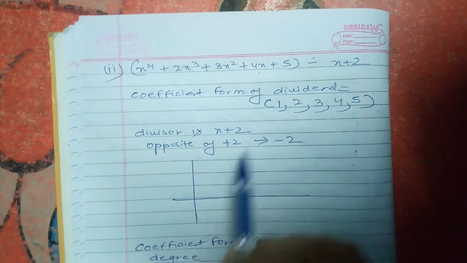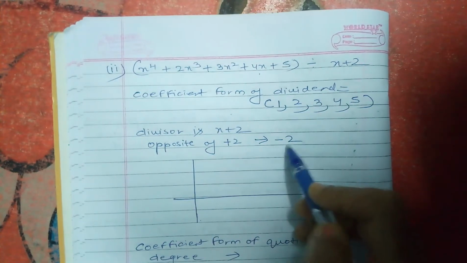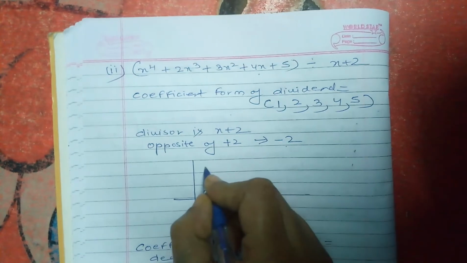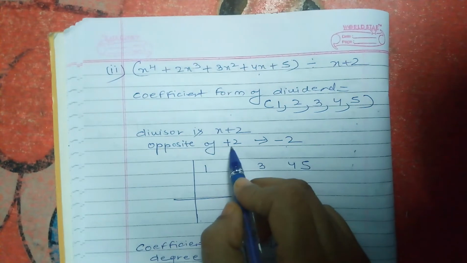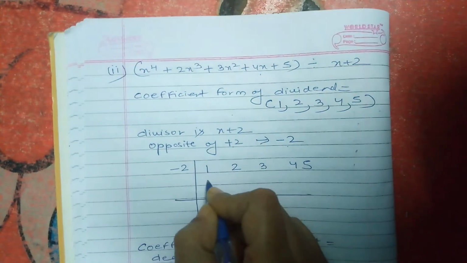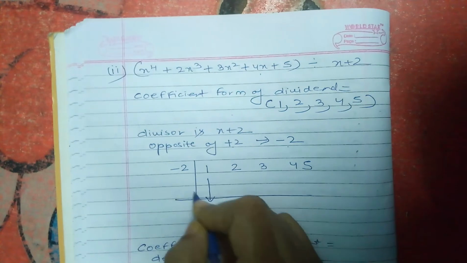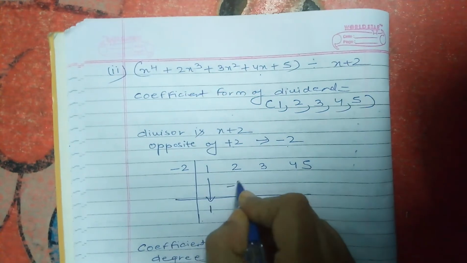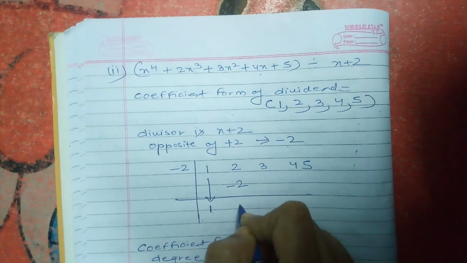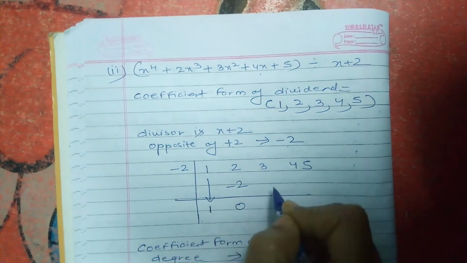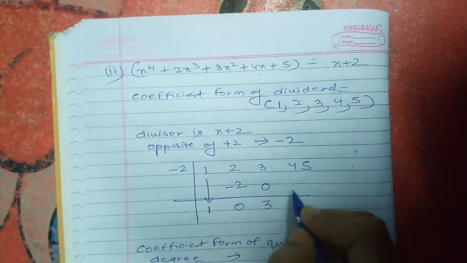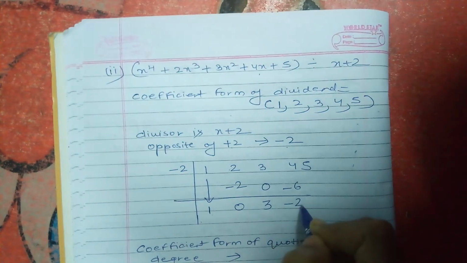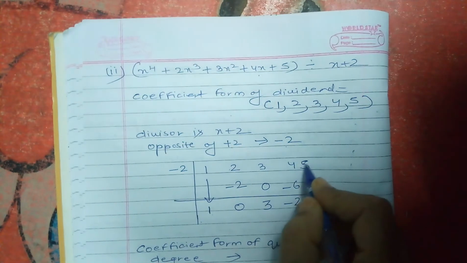Now the divisor is what? X plus 2. So the opposite of plus 2 is what? Minus 2. So I have to write minus 2. Now what next do I have to do? I have to write the coefficient form of the dividend here. Next step, I have to carry down this 1. Then 1 multiplied by minus 2 is what? Minus 2. Plus 2 and minus 2, 0. Now 0 into minus 2 is 0. Now 3 plus 0 is 3. 3 into minus 2, minus 6. Plus 4 minus 6, minus 2.